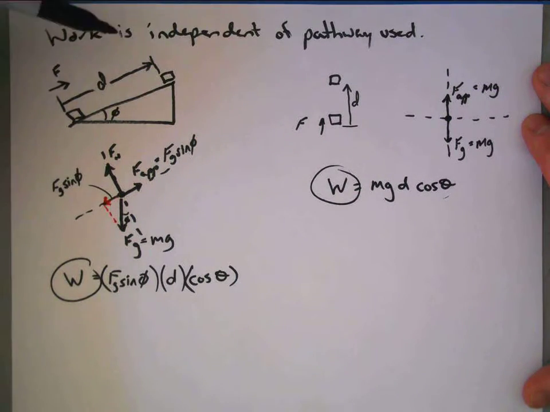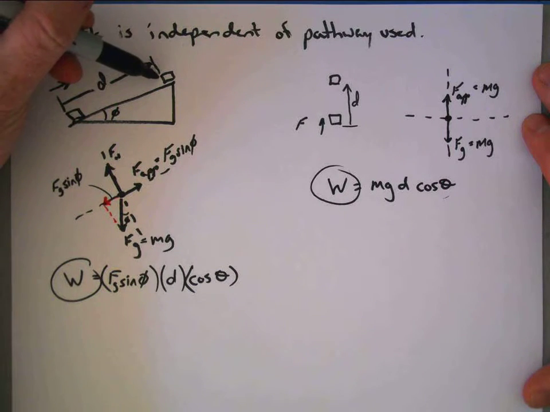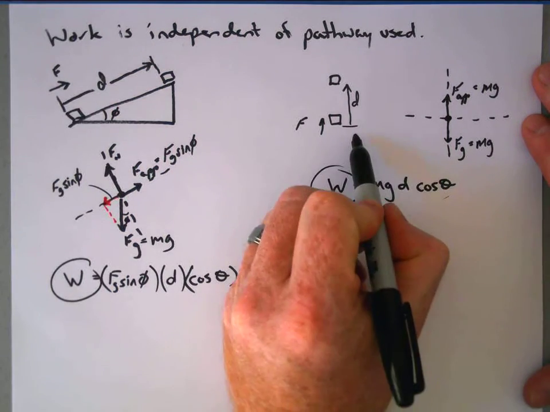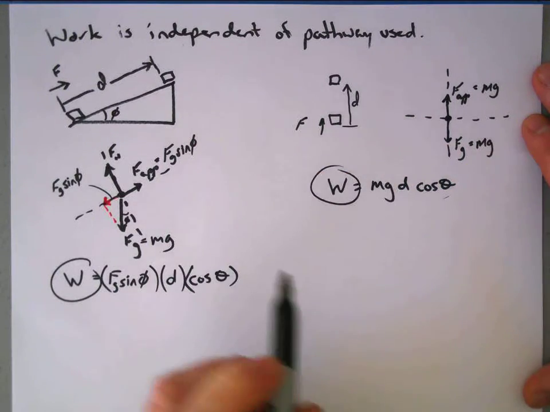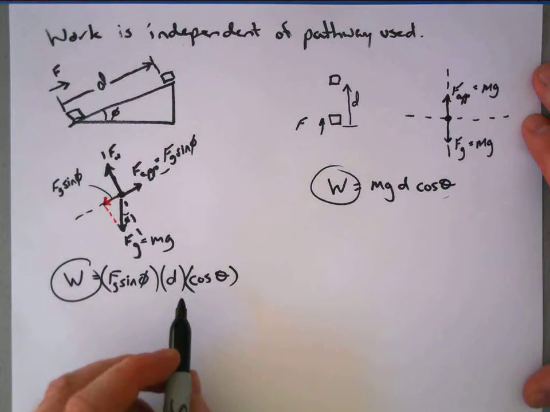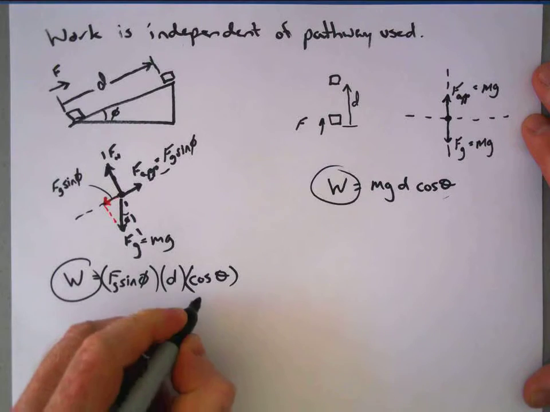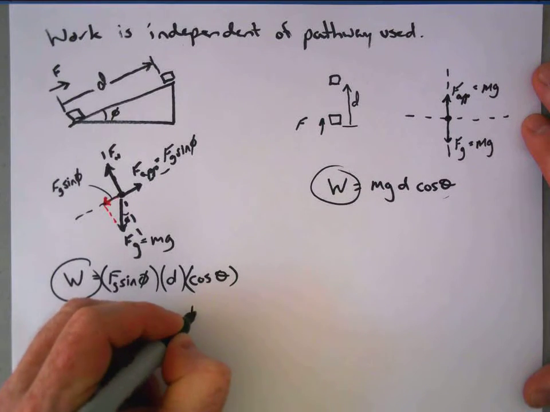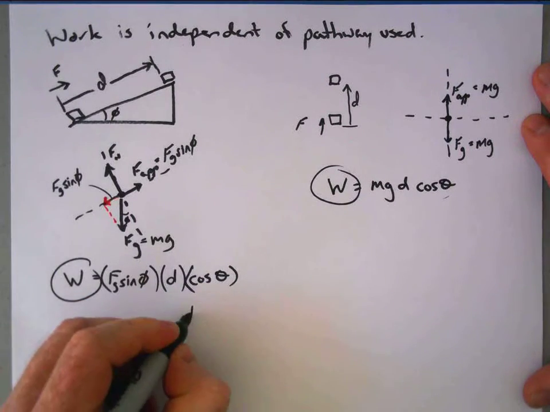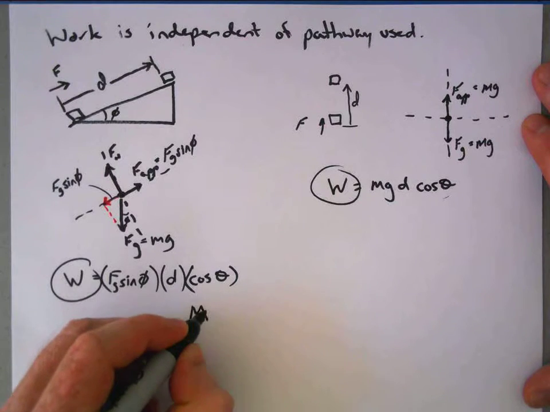It doesn't matter what pathway we take. If we take the long way and we get to use a smaller force, or if we take the short way but we must use a larger force, it's the same. So we could come up with a final statement that says, well, you know what, I'll call FG mg.